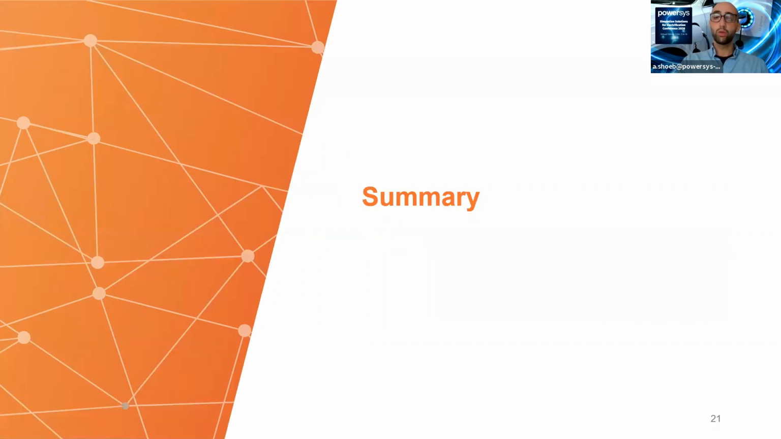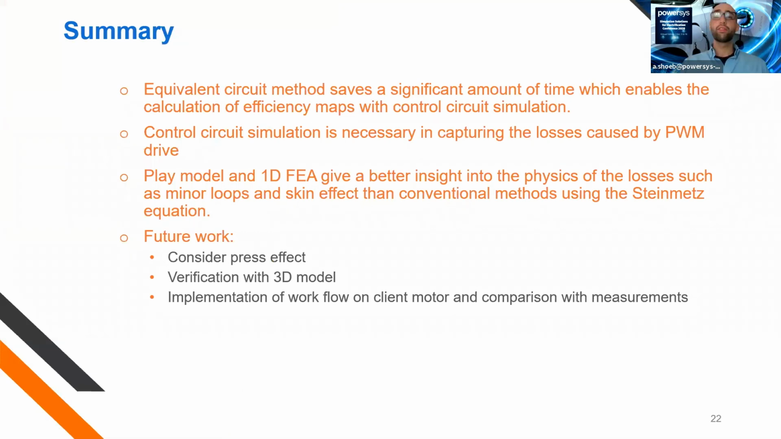Now to give a quick summary of my work. The equivalent circuit method saves a significant amount of time when it comes to calculating control circuits and efficiency maps. Control circuit simulation is necessary in capturing all the harmonic losses. The play model and 1D FEA method give a better insight into the physics of the losses, such as minor loops and skin effects, than using conventional methods based on the Steinmetz equation. For future work, I will be considering the press effect. I will be verifying this with a 3D model, and I would like to implement this workflow on a client motor and compare it with measurements.